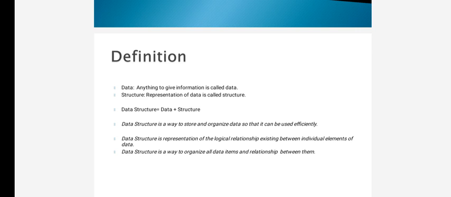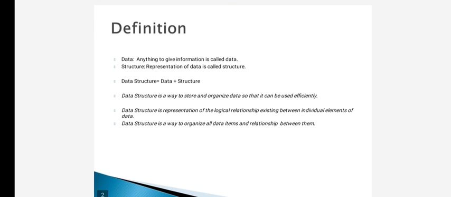So from these definitions of data and structure, data structure can be defined as a way to store and organize data so that it can be used efficiently. Another definition of data structure is a representation of logical relationship existing between individual elements of data. Another definition of data structure is a way to organize all data items and relationship between them.